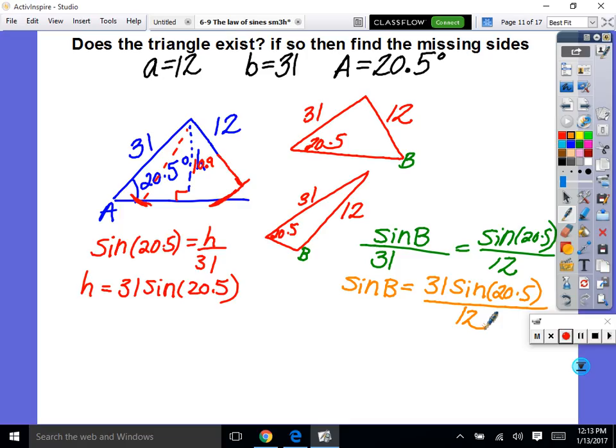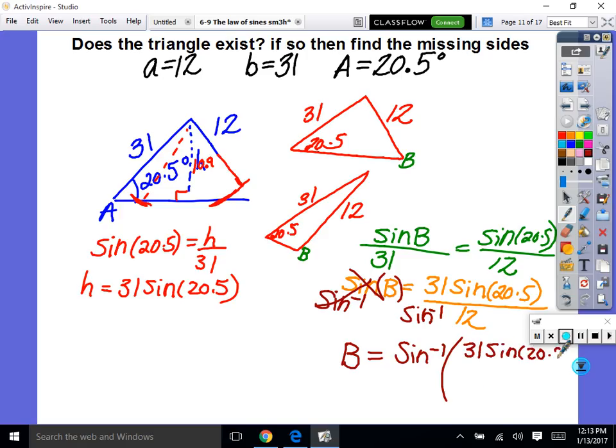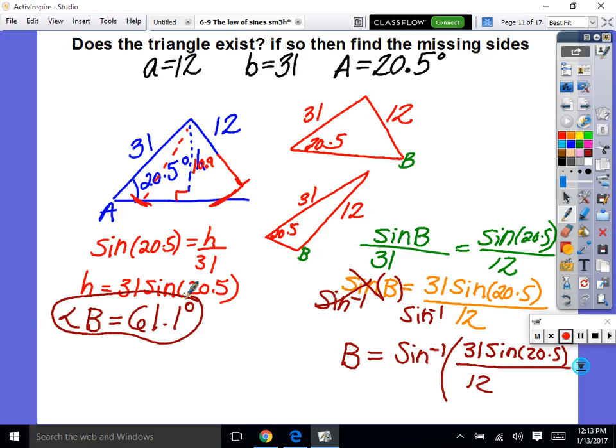And now don't let this throw you off, because this is kind of the confusing part. But once again, it's just algebra. B is trapped inside sine. So to undo sine, you would take the sine inverse of both sides of the equation. I know you understand it, but I'm just explaining again, don't let it throw you off at all, because it's just algebra. So we have B equals the sine inverse of 31 sine of 20.5 over 12. So type that into your calculator, and we get angle B is what? 61.1 degrees.